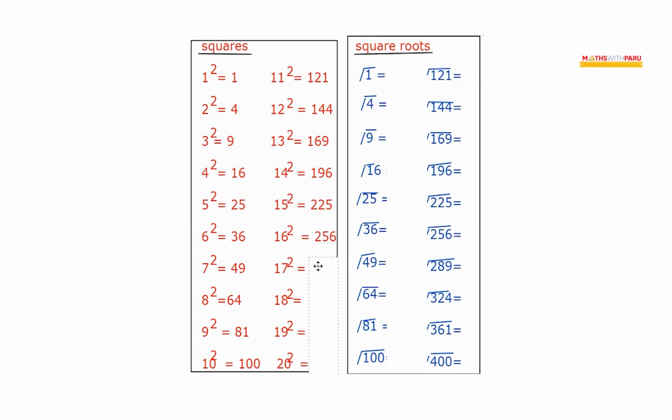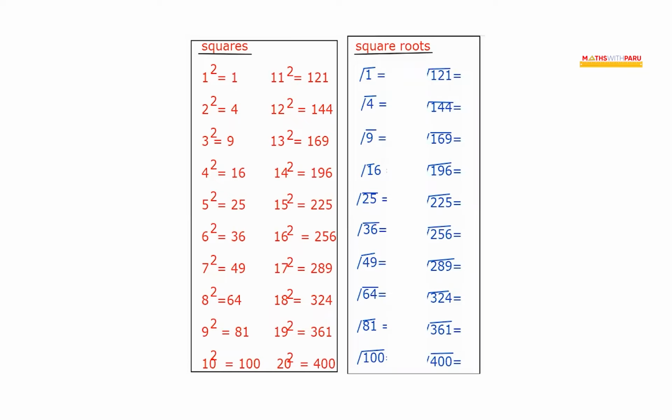16 squared, 256. 17 squared, 289. 18 squared, 324. 19 squared, 361. And 20 squared, 400. Now, if you look at square roots, it's the reverse of squares.